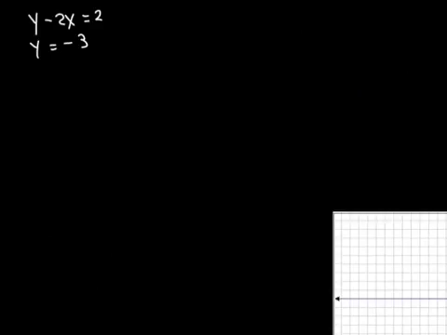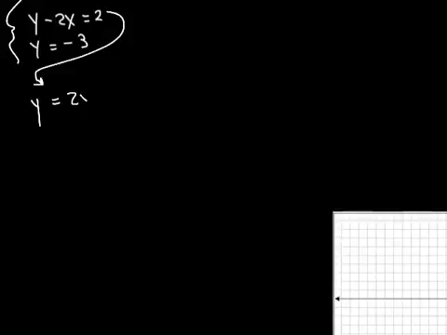Okay, so there's my system of equations for example 23.2. And I'm going to put them in slope-intercept form. So we're going to take this top one and do that first. We're going to add 2x to both sides. And it's in slope-intercept form. Y equals -3 is already in slope-intercept form. I can't do anything with that.